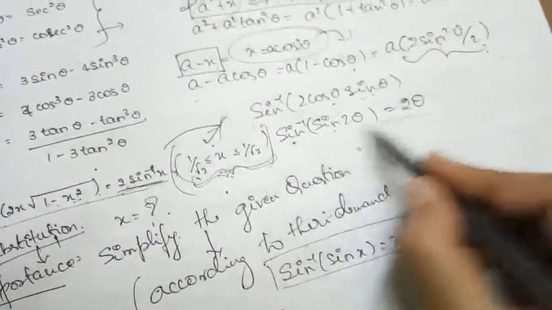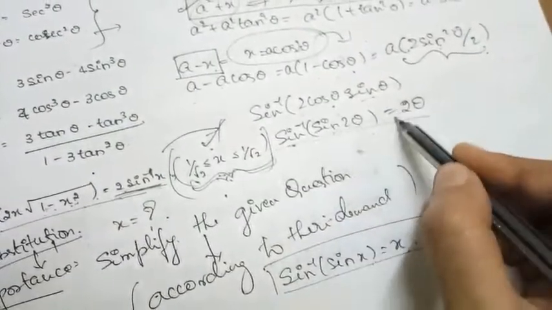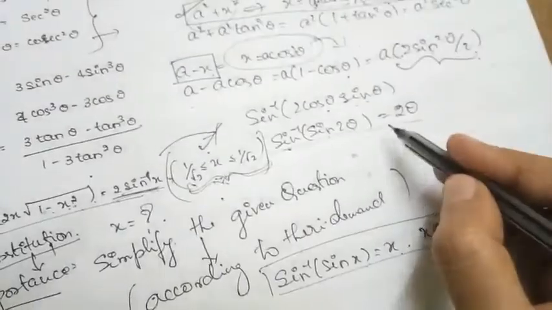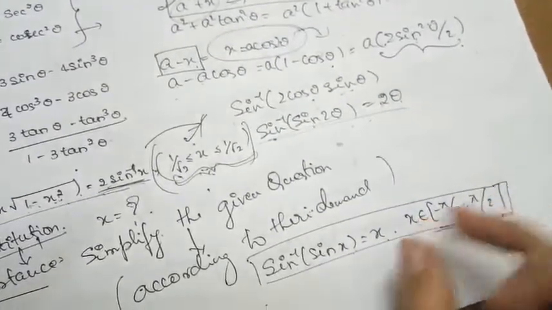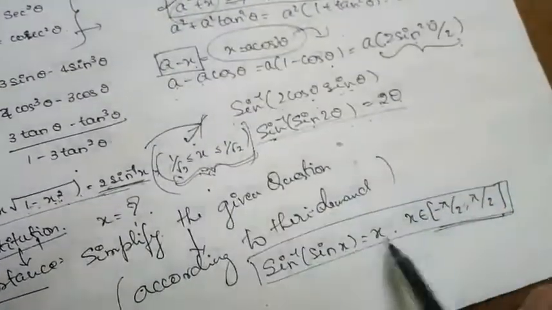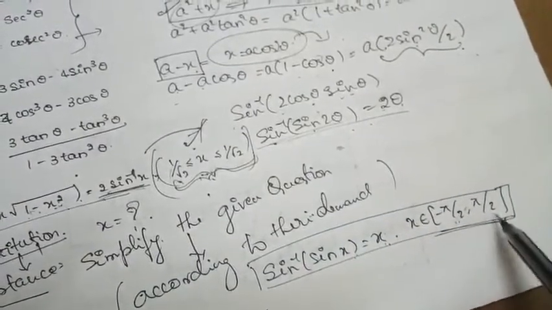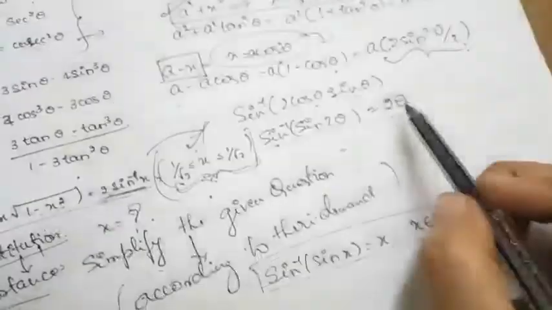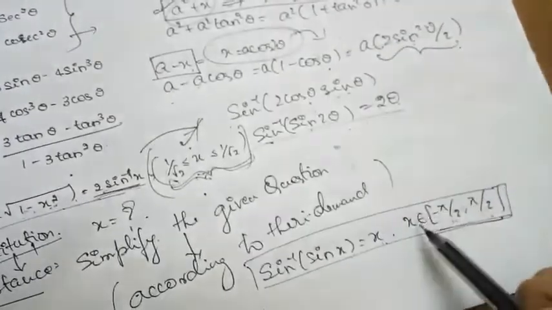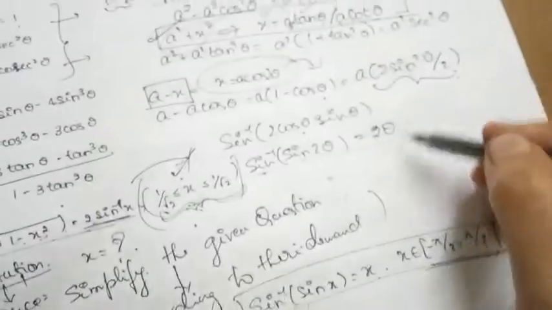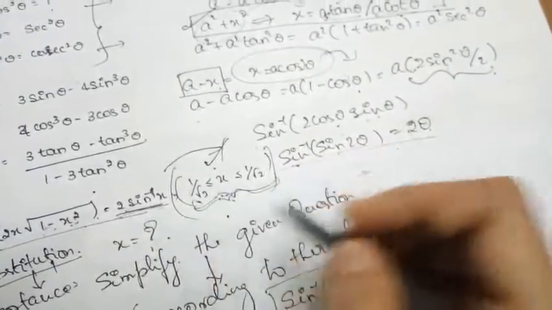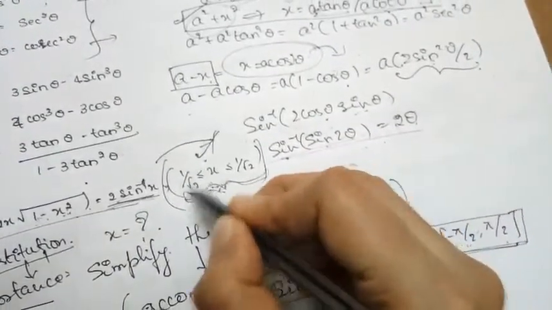So before writing sin inverse of sin 2 theta is equal to 2 theta, we must check whether this 2 theta belongs to this interval, because the identity is valid only when x belongs to minus pi by 2 to pi by 2. So we need to check whether 2 theta belongs to this interval or not. For that we have to deal with this given interval.